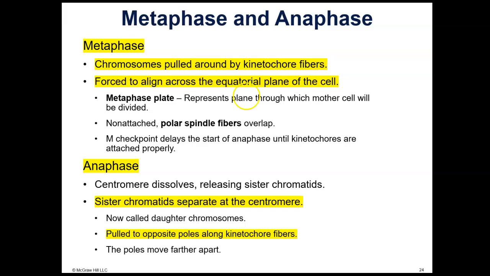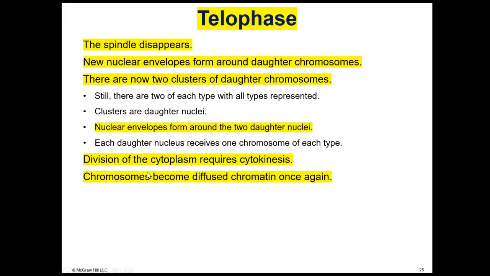And then during anaphase, the sister chromatids separate and they're pulled toward opposite poles of the cell by those kinetochore fibers or spindle fibers. So we have two phases listed on this slide, metaphase and anaphase. Metaphase, the chromosomes line up in the middle. Anaphase, the sister chromatids separate.